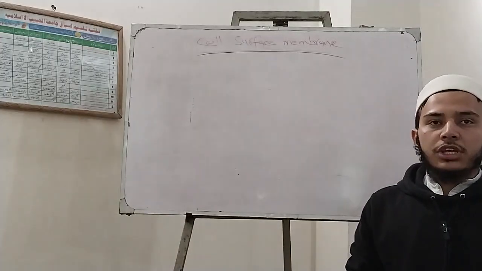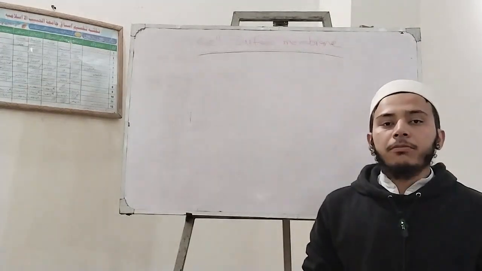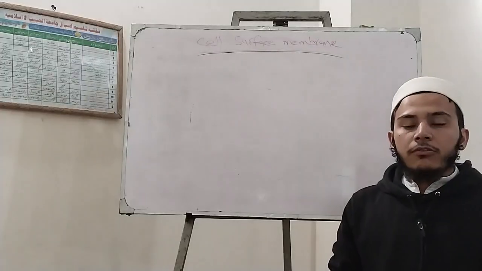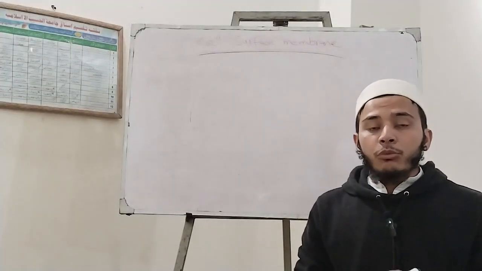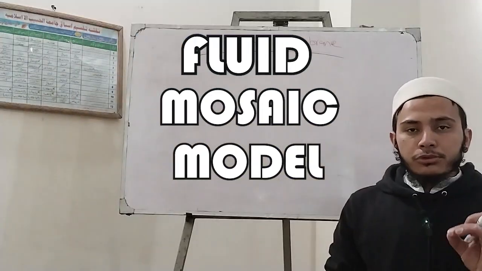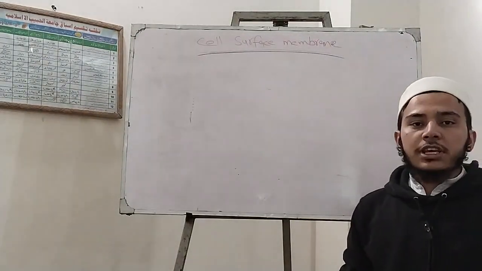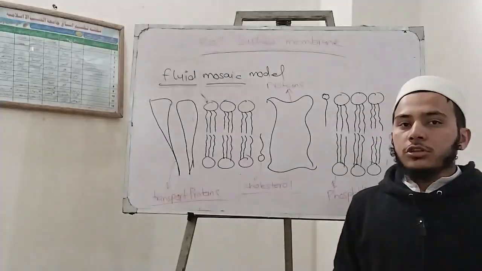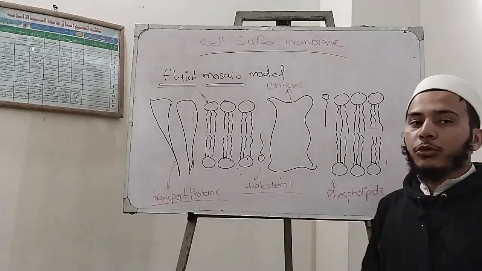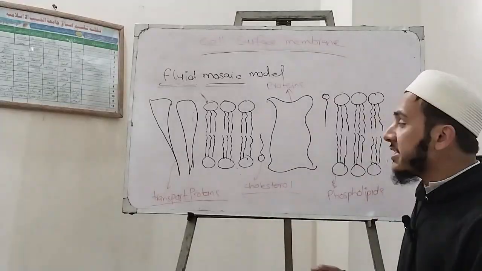In 1972, there were two scientists, Singer and Nicolson. They both put forward a hypothesis for the structure of cell surface membrane, which they termed as the fluid mosaic model of cell surface membrane. So let's understand the fluid mosaic model of cell surface membrane. This is the diagram of fluid mosaic model of cell surface membrane. So let's understand this diagram.